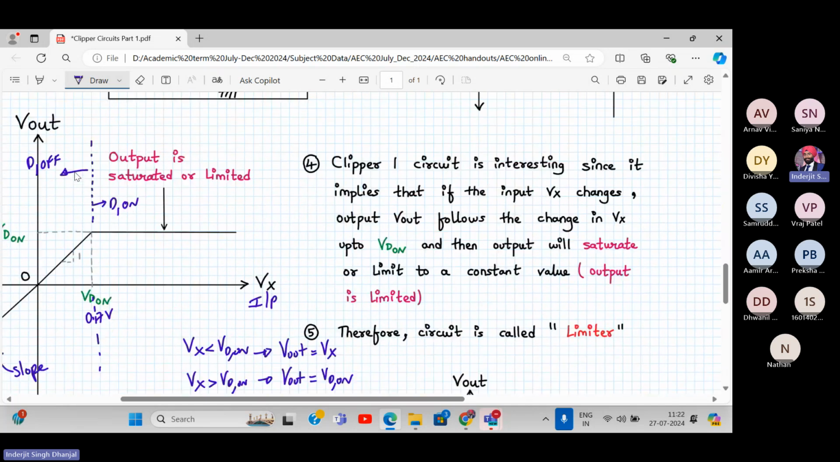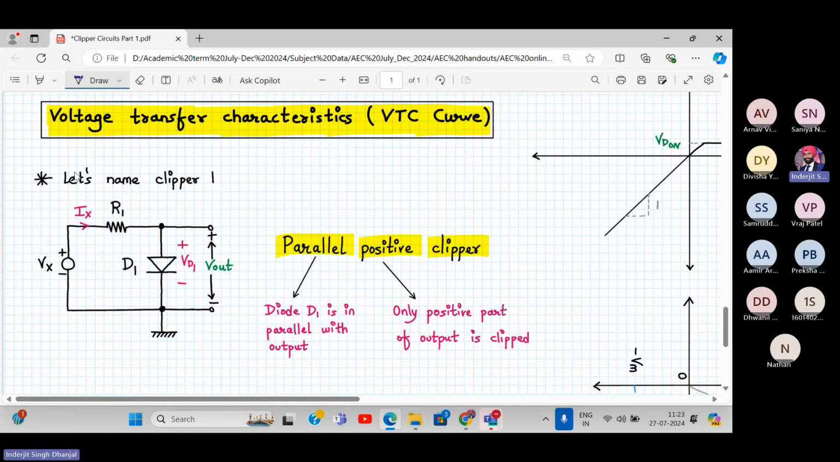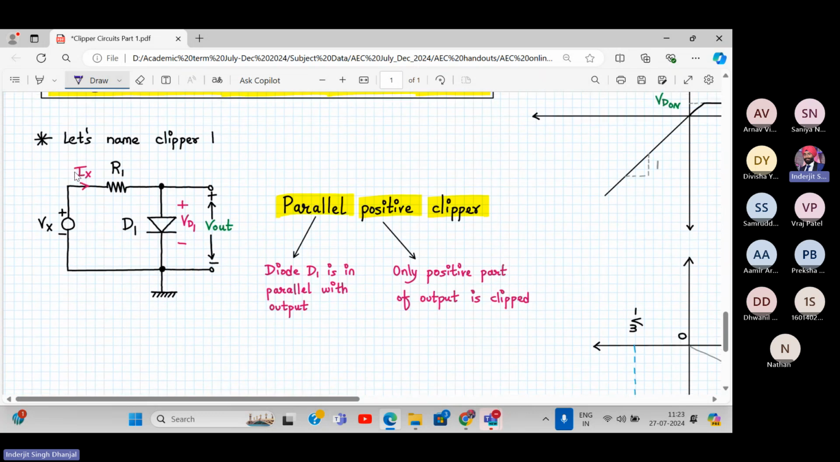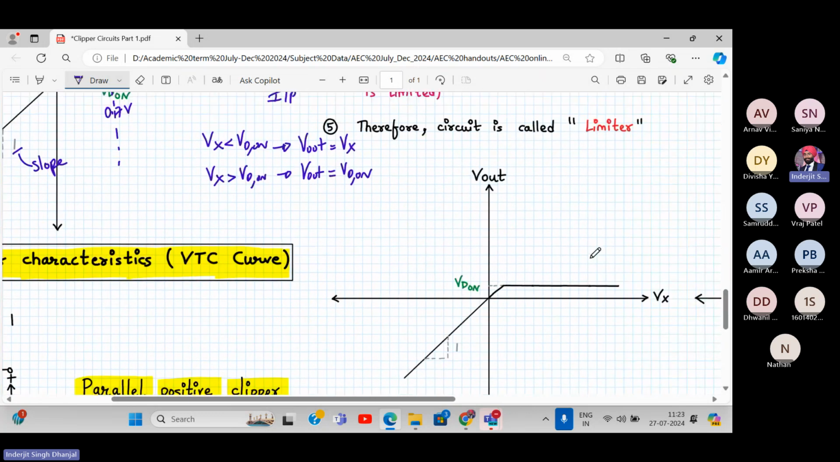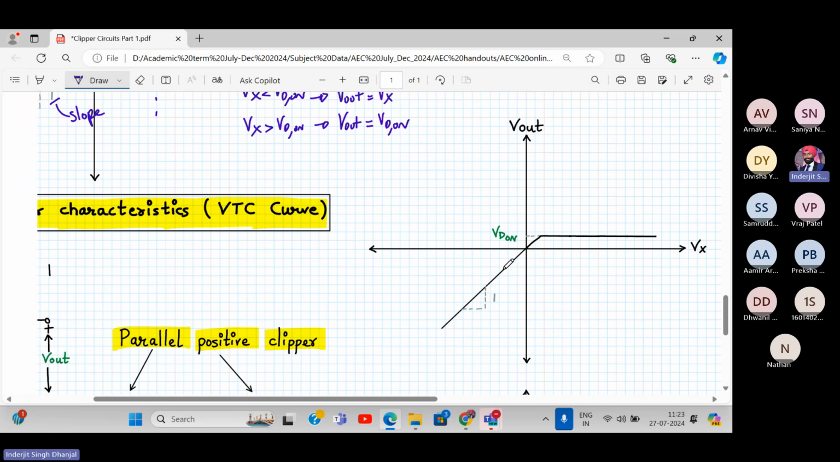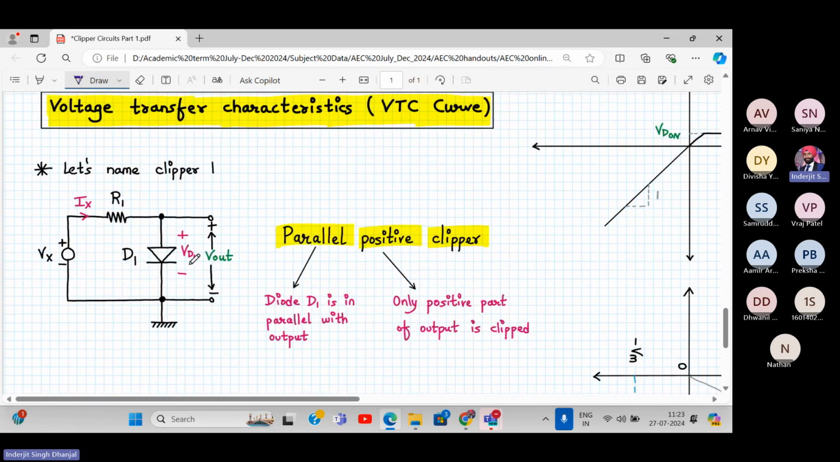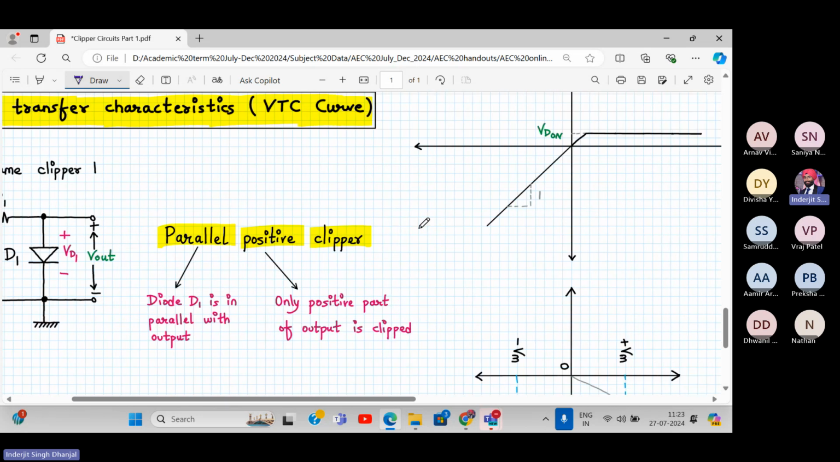So now this was the voltage transfer characteristics. Now let's name this clipper number 1. Since it was clipping the positive side, this is what the clipper circuit is doing. It's clipping the positive half of the input. So it's called a parallel clipper. Why is it called a parallel clipper? Because the diode is in parallel with the output. Why is it called a positive clipper? Because only the positive portion of the output is getting clipped.